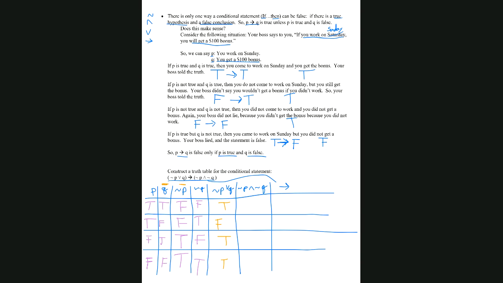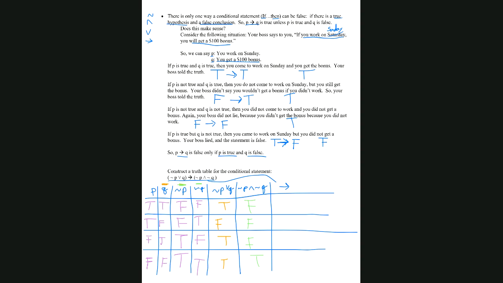Now I'm looking at not P and not Q. Remember, in order for this to be true, both of these statements have to be true. So false and false will give me a false statement. False and true will give me a false statement. True and false will give me a false statement. And true and true will give me a true statement.